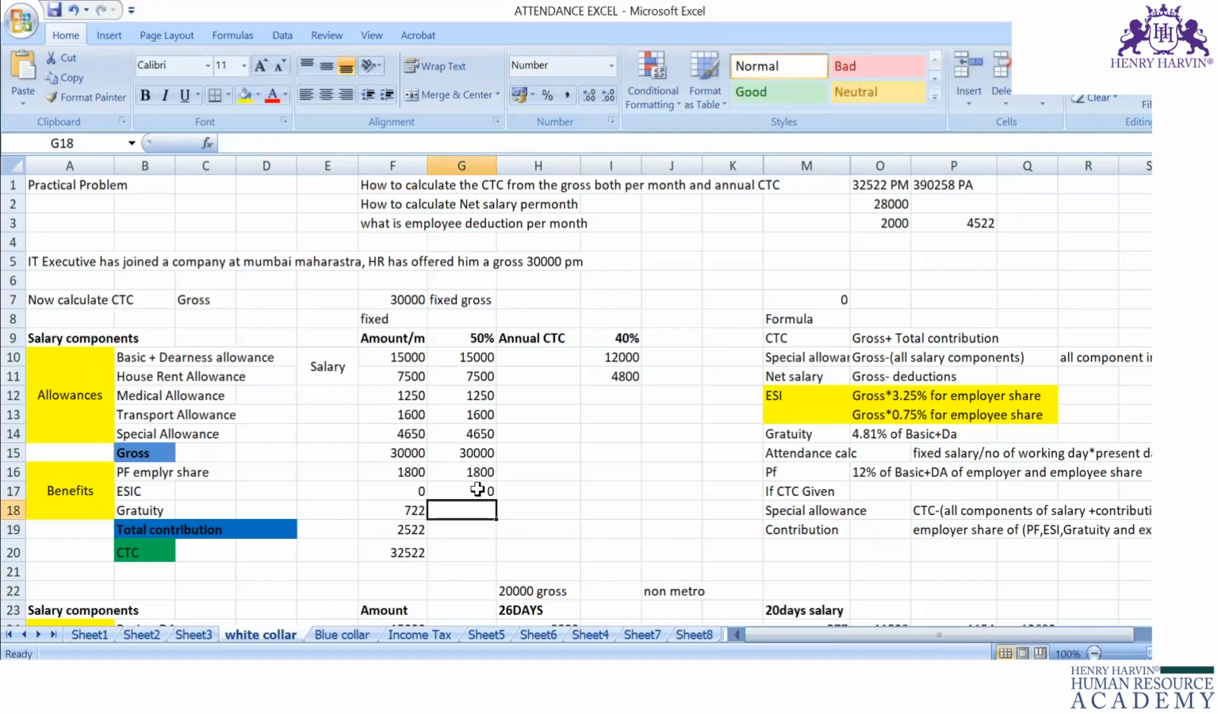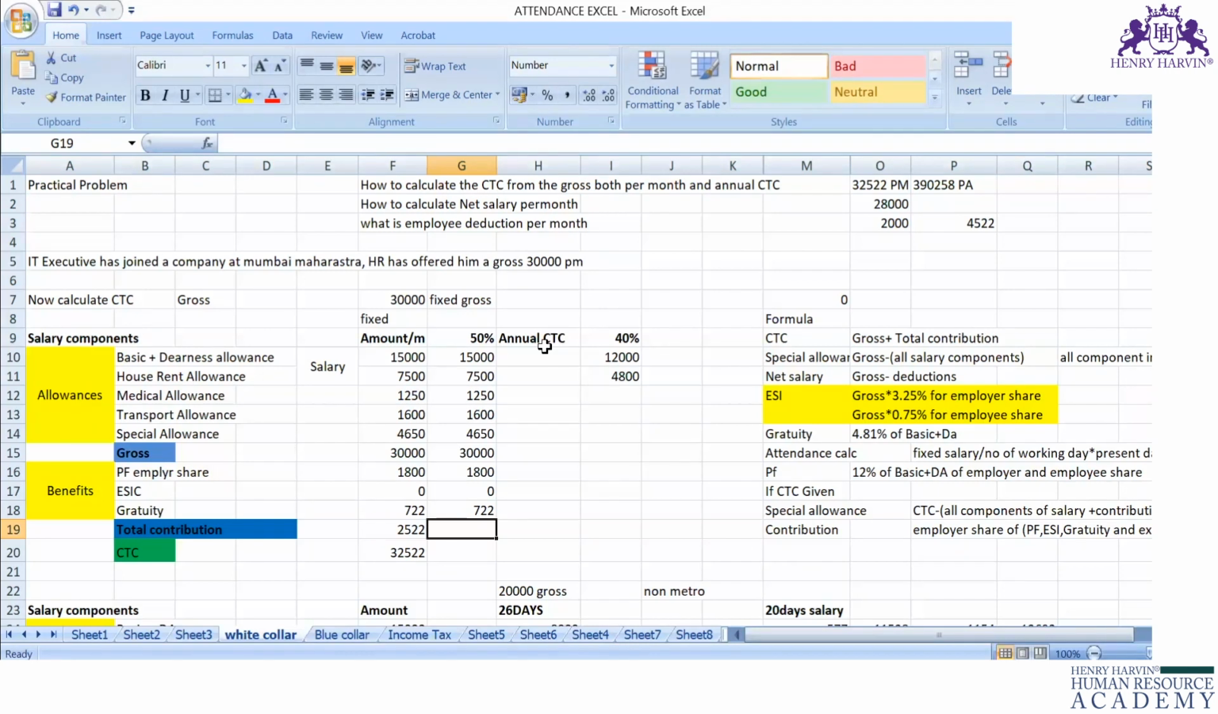Next, gratuity. What is the formula for gratuity? I didn't tell you the formula for gratuity for calculating the CTC. The formula is 4.81% into basic plus DA. We have discussed the formula for gratuity for settlement: when the employee retires or resigns from the organization, the formula is last drawn salary divided by 26 into 15 into number of years of completed service. That is the formula for calculating the full and final settlement.